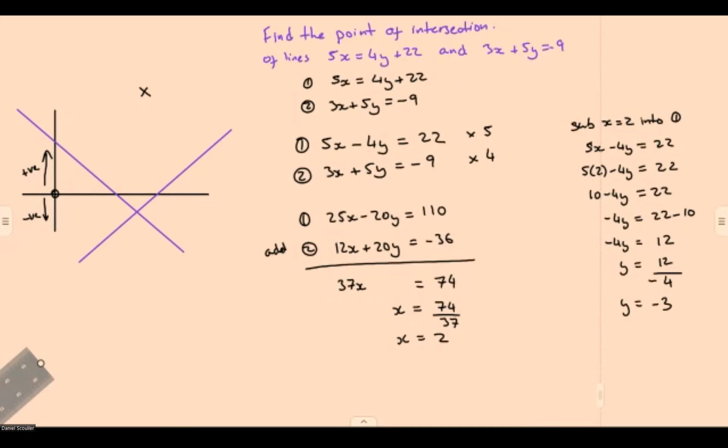So my coordinate, just to finish that question off, where those lines intersect each other would be 2, -3. And that looks right as per the sketch. 2, 8 would be way off.